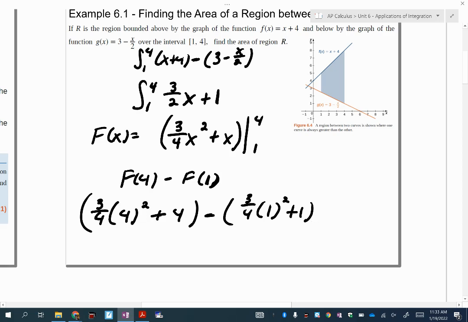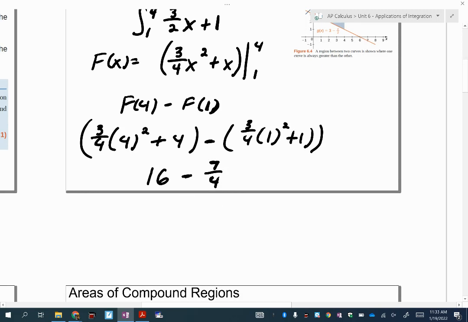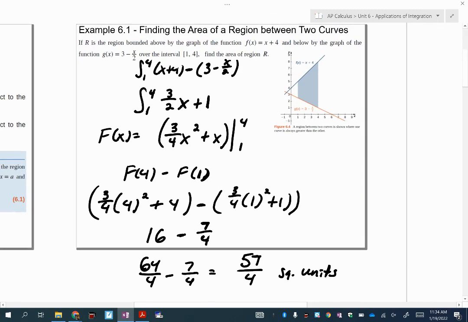Again, feel free to go to Desmos at this point. I'm going to try to do it mentally for you. 4 squared is 16. 16 divided by 4 is 4. 4 times 3 is 12. 12 plus 4 is 16. This is going to be 1 squared, which is 1. 1 times 3/4 is 3/4. 3/4 plus 1 is 7/4. So 16 minus 7/4. With denominator 4, that's 64/4 minus 7/4, which is 57/4 square units. Again, if you want to do the decimal, that's totally fine. But that is the area between these two curves. Okay, let's keep going.